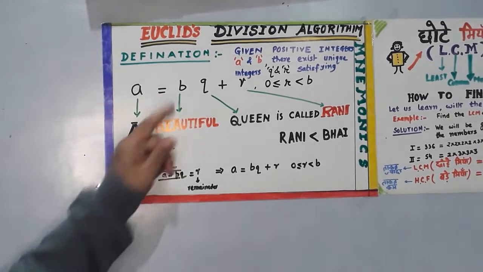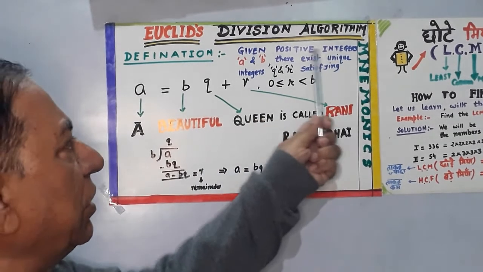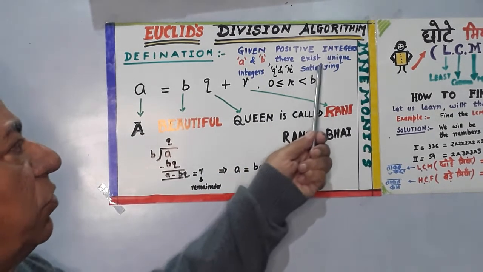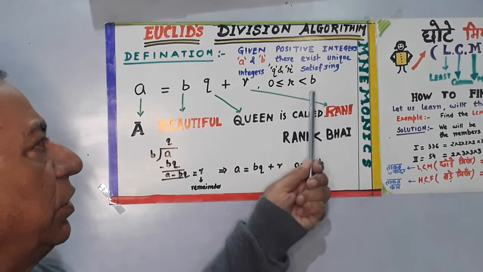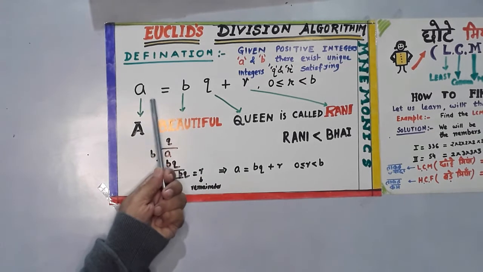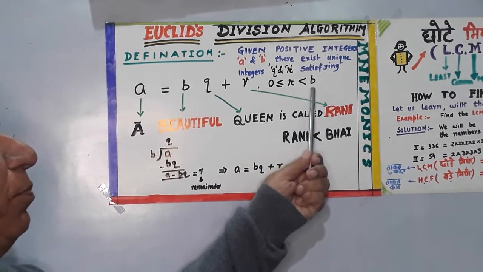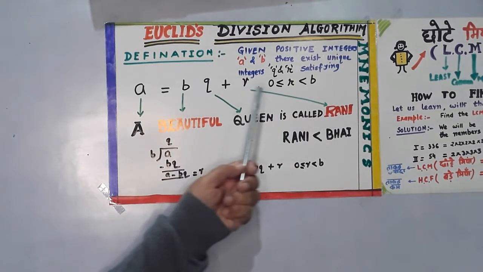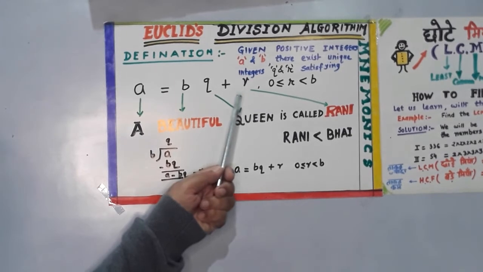As per the definition, given two positive integers a and b, there exist two unique integers q and r, satisfying a is equal to bq plus r, where r is less than b, greater than or equal to 0. This is the definition. Now, I have prepared a mnemonic to remember this.